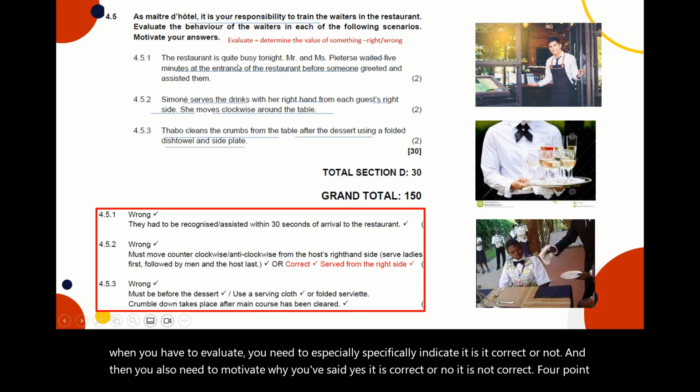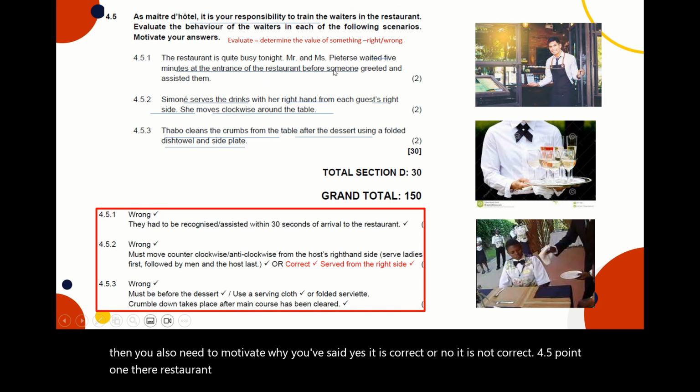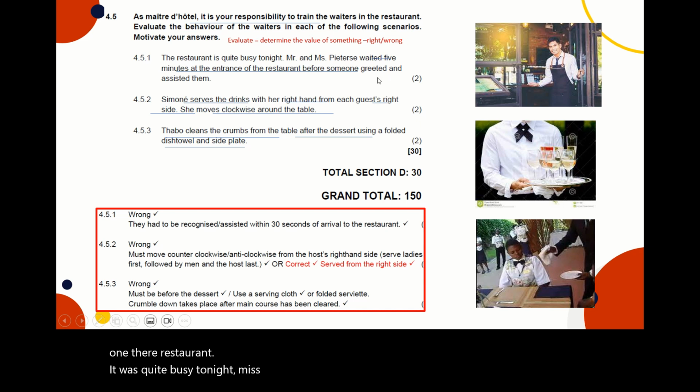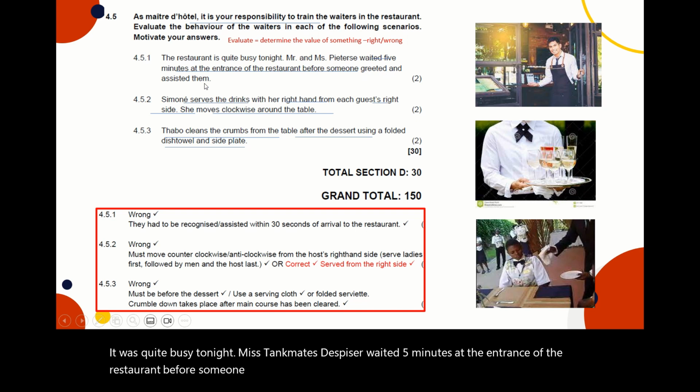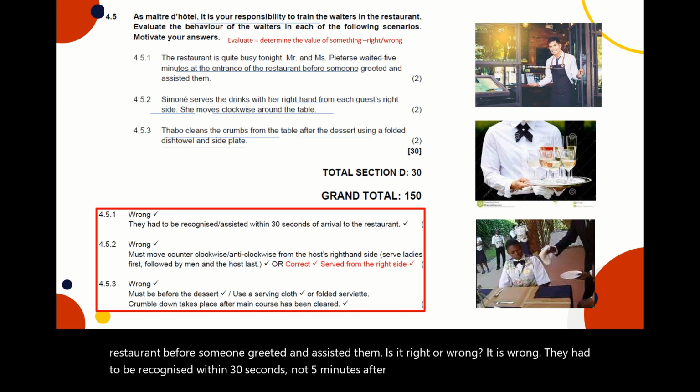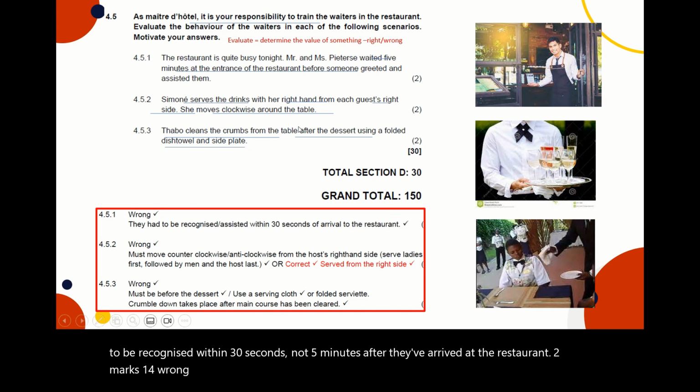4.5.1, the restaurant is quite busy tonight. Mr. and Mrs. Peterson waited 5 minutes at the entrance of the restaurant before someone greeted and assisted them. Is it right or wrong? It is wrong. They had to be recognized within 30 seconds, not 5 minutes after they've arrived at the restaurant. 2 marks, 1 for wrong and 1 for your motivation.